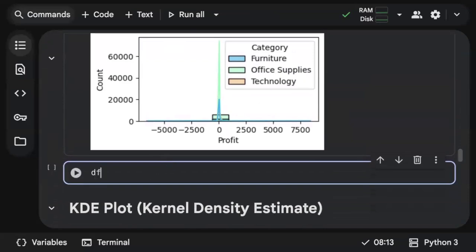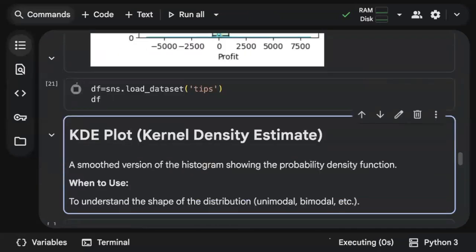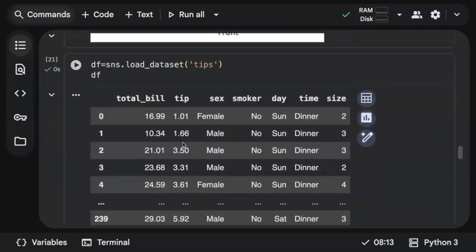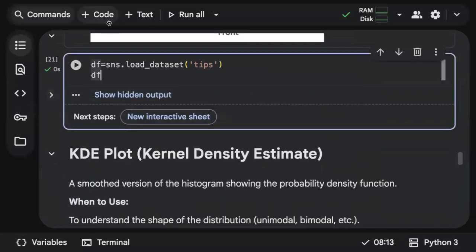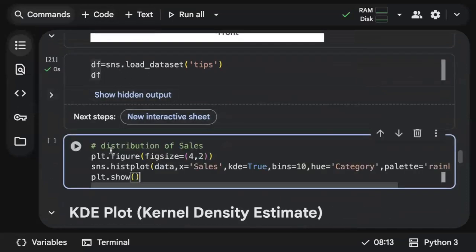Let me show you one more thing. I'll just use sns.load_dataset. Let me load one dataset related to Seaborn. One more interesting thing about Seaborn is you can load data actually. Okay, great. In this, let me take the total bill and let me show you the distribution.